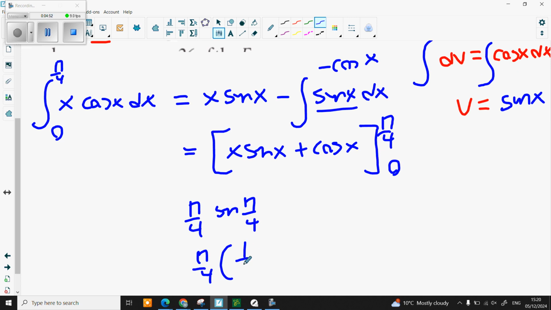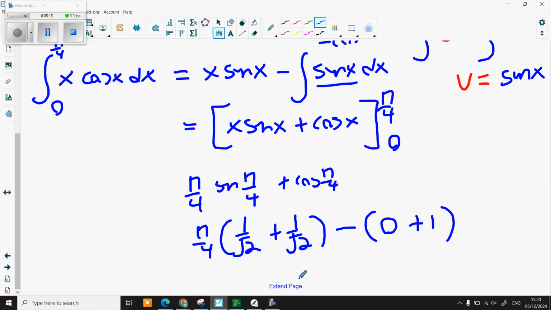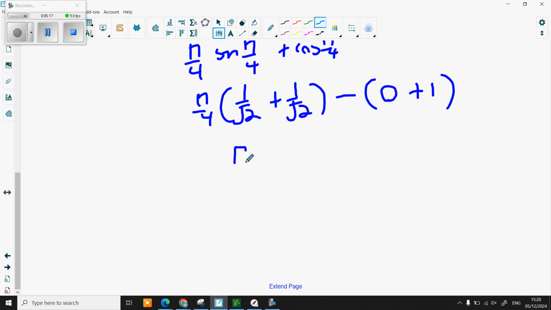root 2. Okay. Plus cos pi over 4, which is also 1 over root 2. Take away, what are we taking away? Sine 0, which is just going to be a 0, but cos 0 is actually 1. So it's going to be pi over 4 root 2.